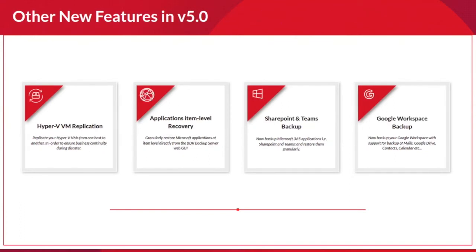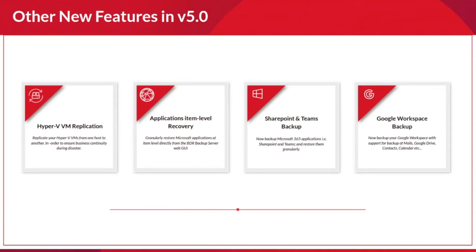These are some of the other features that are not only for VMware. We are introducing the Hyper-V replication. Until 4.0, you got replication only for VMware VMs, so you could replicate a VM from one ESXi to another ESXi only. For Hyper-V, there was only backup previously. But now you can back up the Hyper-V VMs, and you can also replicate the Hyper-V VMs from one Hyper-V host to another Hyper-V host.